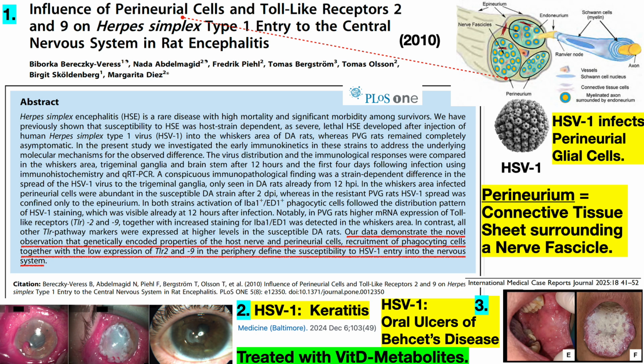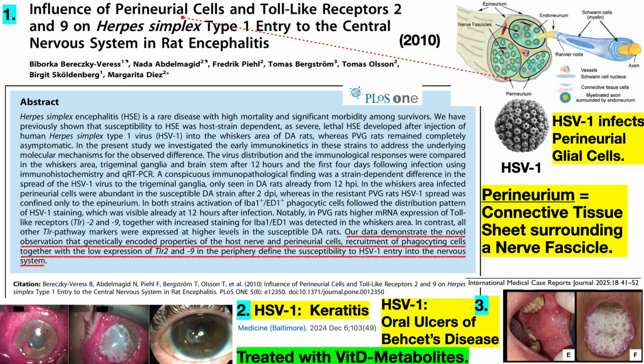This paper discusses infection of the perineurial cells. They're part of the perineurium, and the roles of toll-like receptor 2 and 9 on the susceptibility of these cells to HSV1 entry and infection. Reactivation from this site in one of these rat strains was found to make the rat strain susceptible for the infection to spread into the central nervous system, leading to herpes simplex encephalitis.